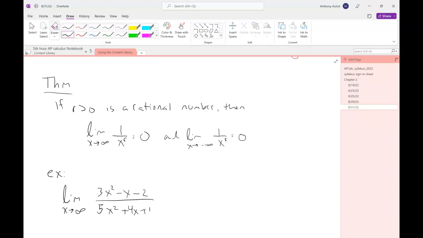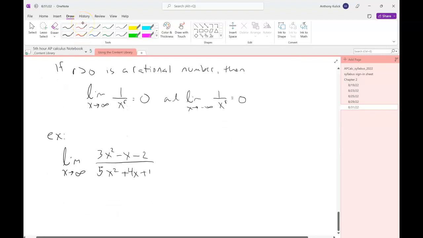So let's say we want to do this limit. If I try to do direct substitution, I'm going to end up with infinity over infinity, right? That's not helpful. So what am I going to do here? I'm going to multiply both the top and bottom by the largest degree variable in either the numerator or denominator. In this case, that's an x squared.